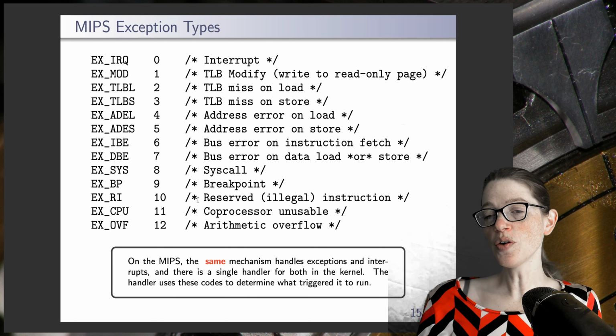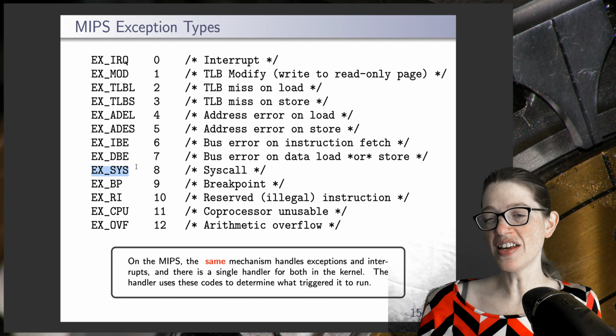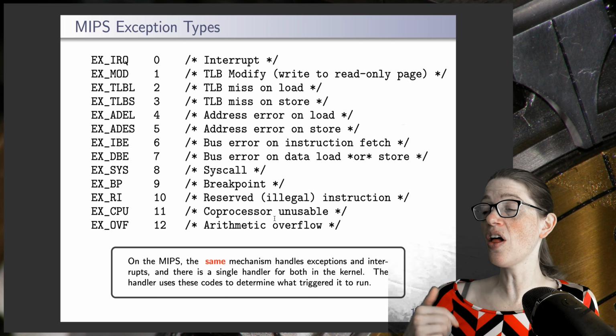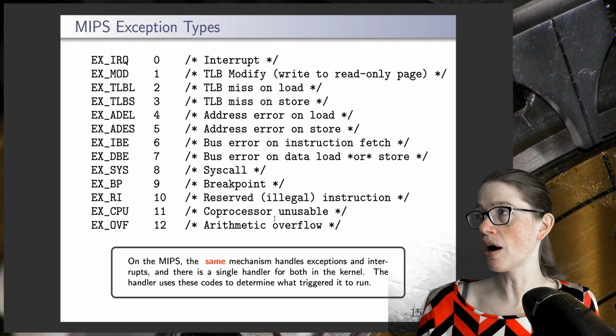All right. So for our purposes, we are going to use this exception number 8, syscall, to actually tell the kernel that, hey, we want you to execute an instruction on our behalf.